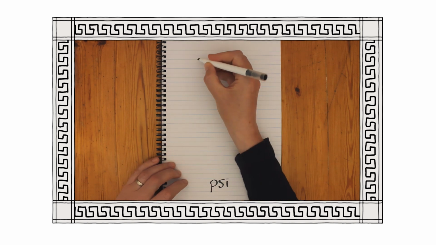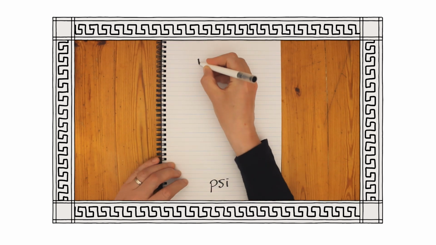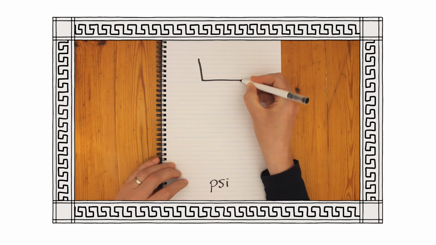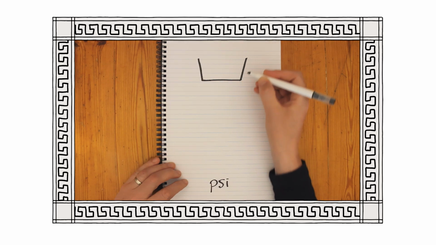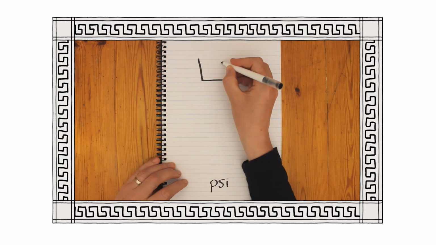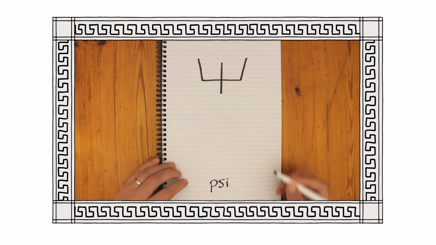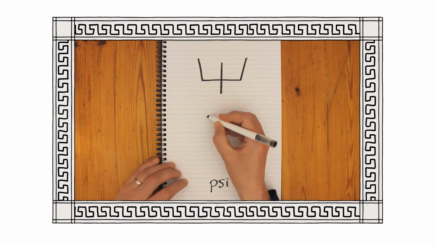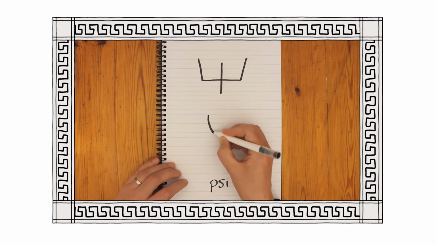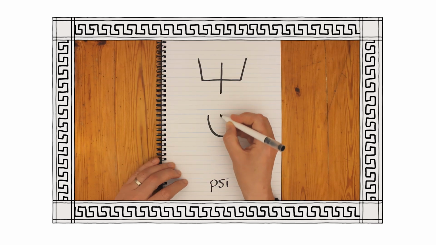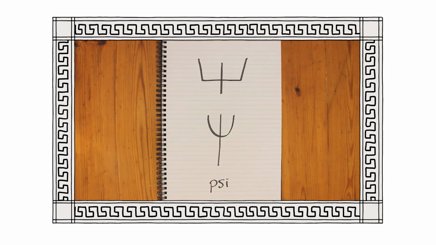To form the uppercase, start top left, come down, then go right through the middle and turn back up to top right. Lift and draw a vertical line from top middle to bottom middle. To form the lowercase psi, do essentially the same thing, but curve your line more and make the vertical longer.